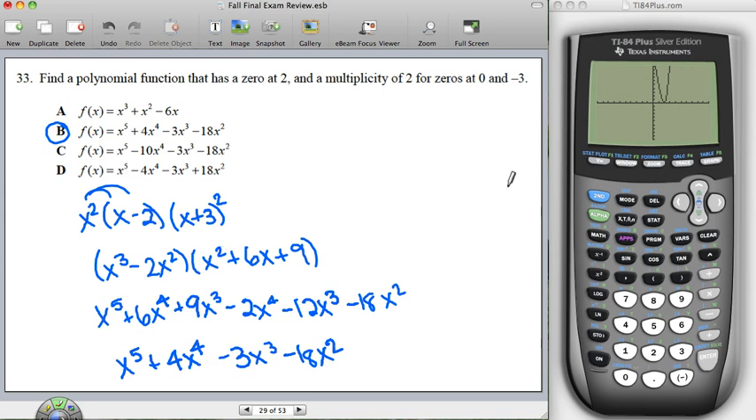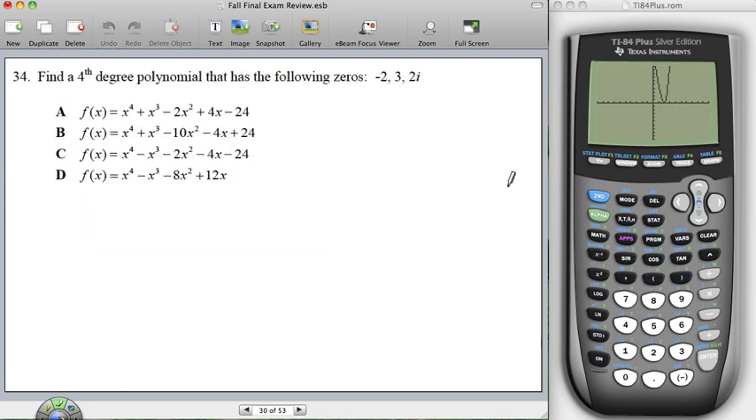All right. 34, find a fourth degree polynomial that has the following zeros: negative 2, 3, and 2i. Imaginary zeros always come in pairs, so you do need the conjugate pair for that, so you have another 0 at negative 2i. So if I have a 0 at negative 2, I have a factor of x plus 2. If I have a 0 at 3, I have a factor of x minus 3. If I have a 0 at 2i, I have a factor of x minus 2i. If I have a 0 at negative 2i, I have a factor of x plus 2i.